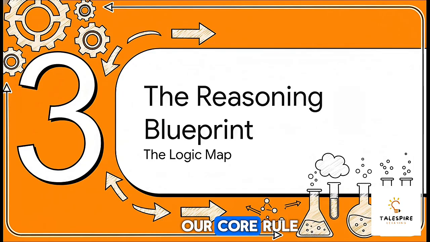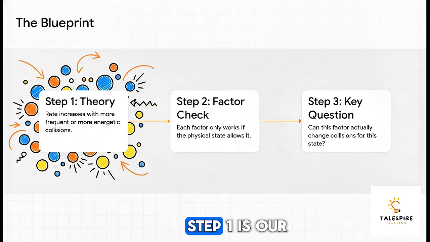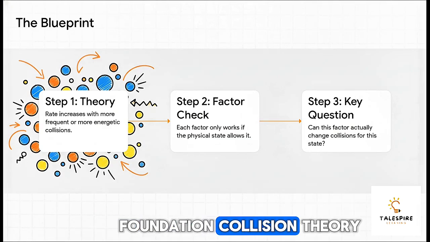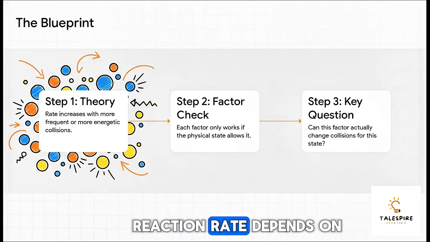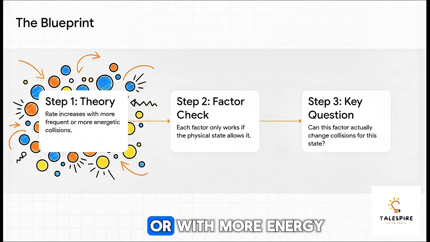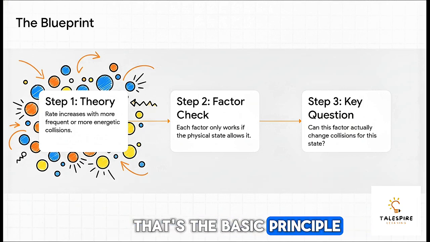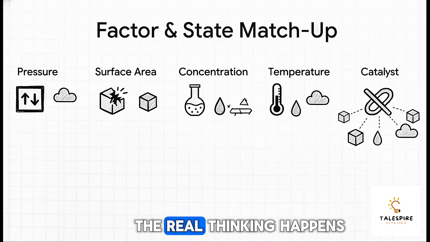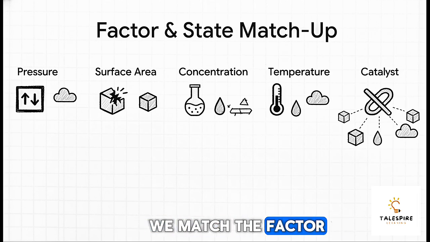Now that we have our core rule, let's build a foolproof system around it. We're gonna create a reasoning blueprint that you can use to nail any rate of reaction question they throw at you. Step one is our foundation, collision theory. We already know that reaction rate depends on particles colliding more often or with more energy. That's the basic principle. Step two is where the real thinking happens. We match the factor to the state.